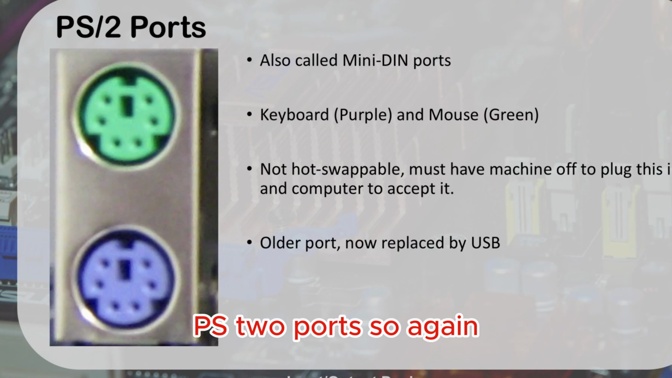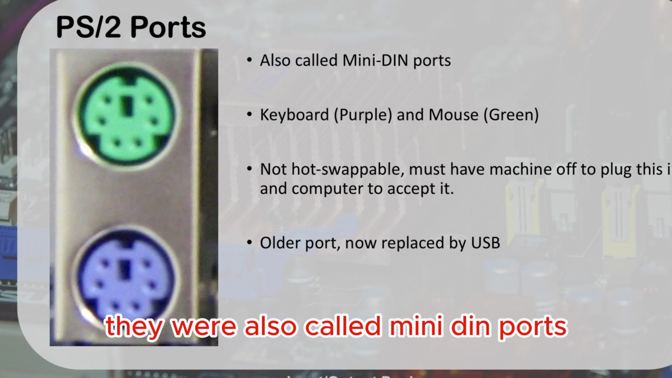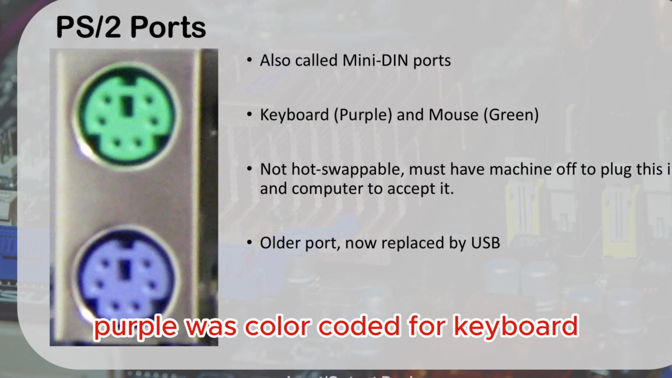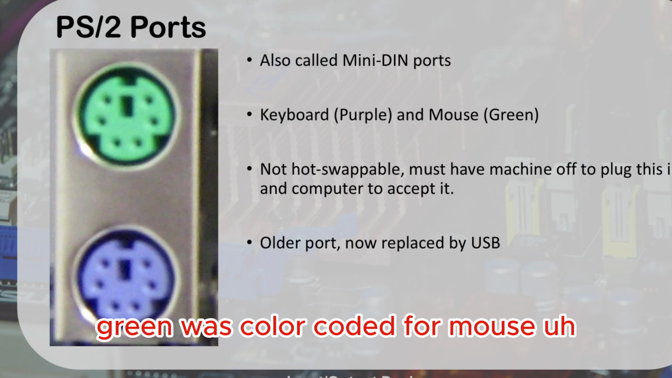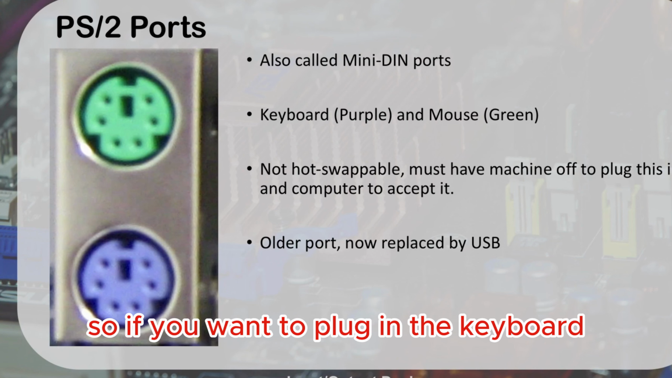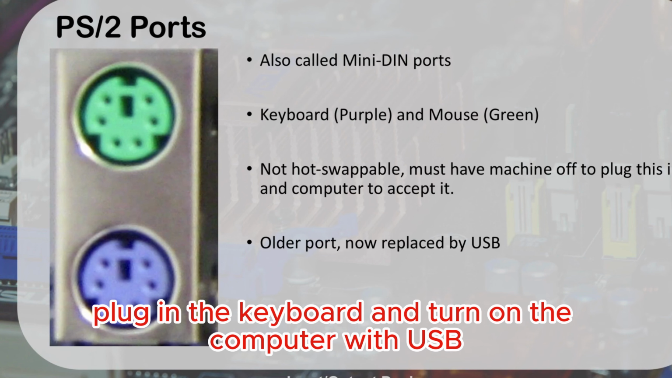PS2 ports. So again, another thing that is a relic of the 80s and 90s. They were also called mini DIN ports. And these were used for your keyboard and your mouse. Purple was color-coded for keyboard, green was color-coded for mouse. They're not hot swappable, so if you wanted to plug in the keyboard, that means you had to turn off the computer, plug in the keyboard, and turn on the computer.